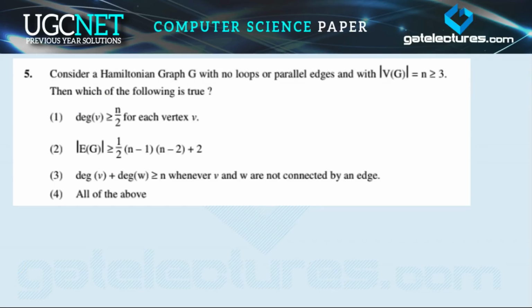Question number 5 is, consider a Hamiltonian graph G with no loops or parallel edges, and the number of vertices in the graph should be greater than or equal to 3. Then which one of the following conditions is true?